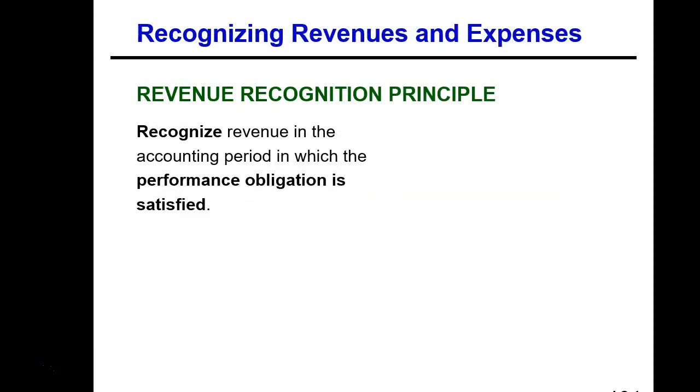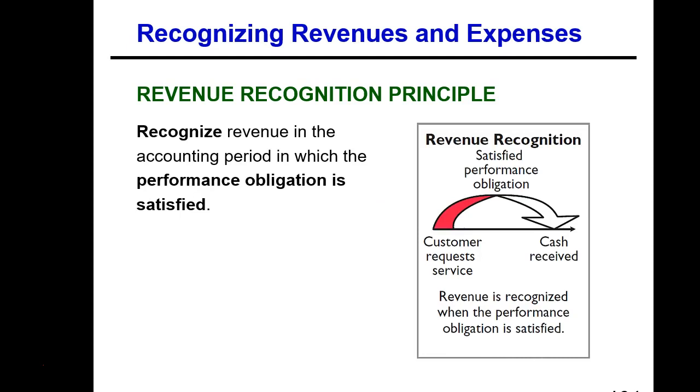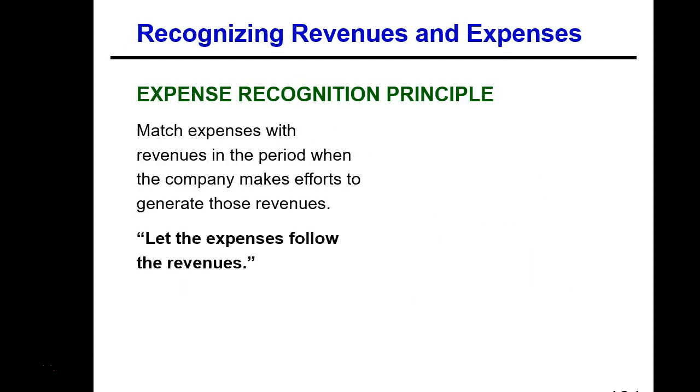We have a principle called the revenue recognition principle, which pretty much says to recognize revenue once the performance obligation has been satisfied. How do we do this? Typically by either performing some type of service for an actual client or selling them an actual product. So once the performance obligation is satisfied, at that point in time, we can recognize and record the revenue transaction.